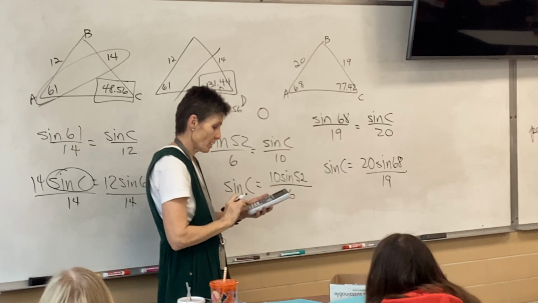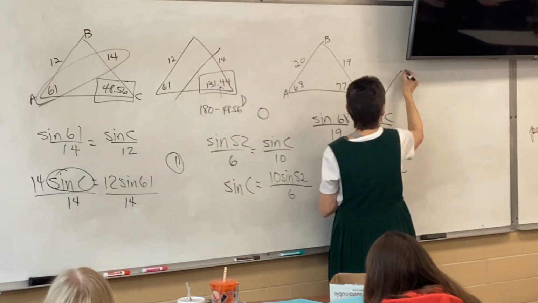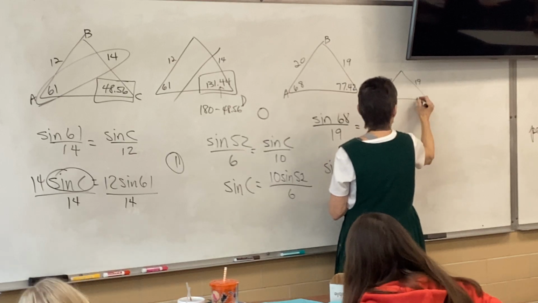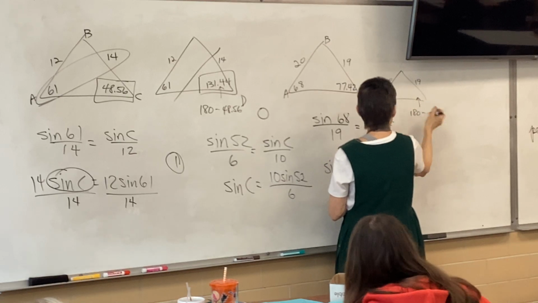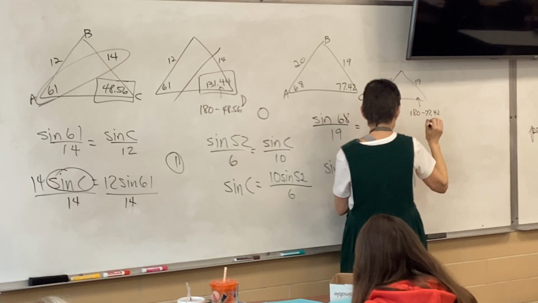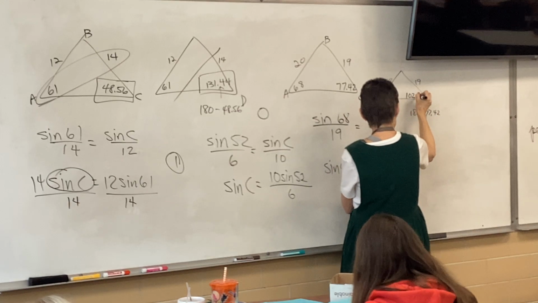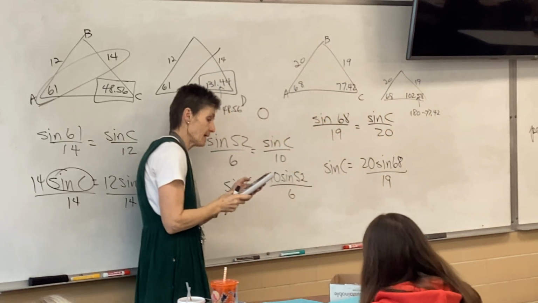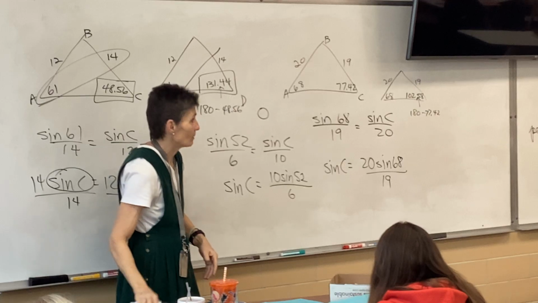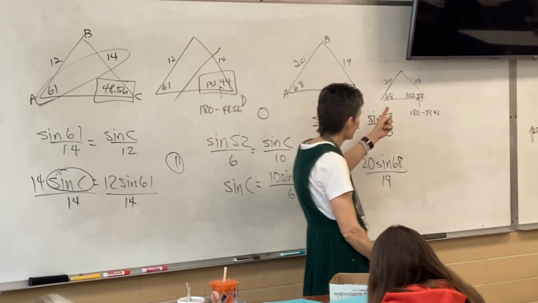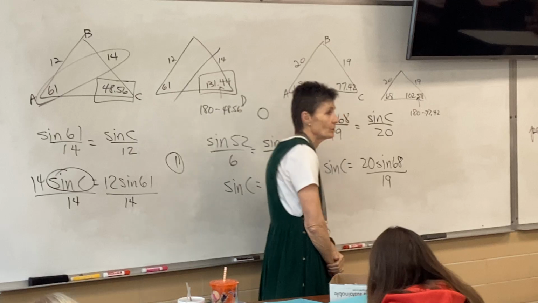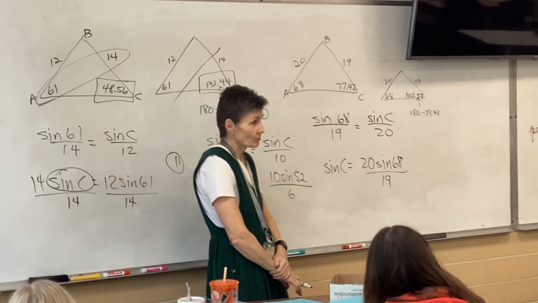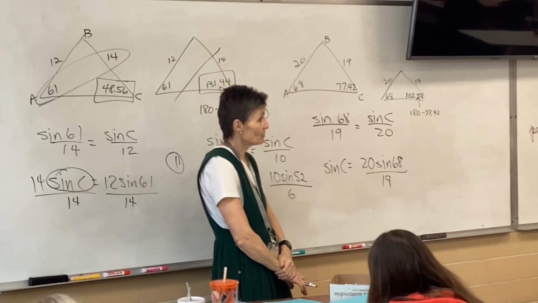All right, I'm gonna check for a second one. If there is a second one, this angle right here will be 180 minus 77.42, which is 102.58. Can I have a triangle with a 68 and a 102? Absolutely. It'll be a weird shape, because the other angle's gonna be really tiny, but you can do it.